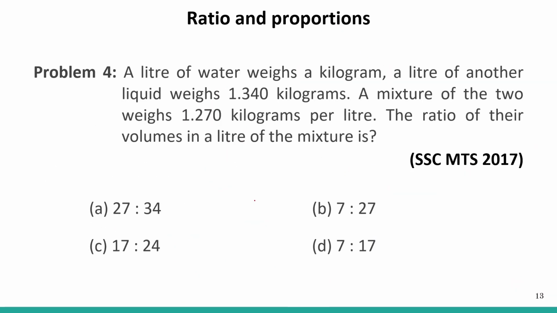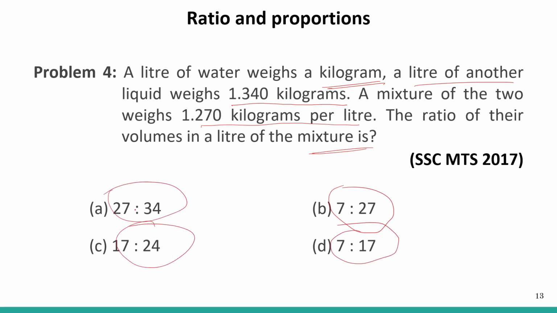Let's go forward to the next question, that is problem number 4. A liter of water weighs a kilogram, and a liter of another liquid weighs 1.340 kilogram. A mixture of the two weighs 1.270 kilogram per liter. So the ratio of their volume in a liter of mixture is: 7:27, 7:17, 7:24 or 27:34? Let's figure out which among these is the correct answer.